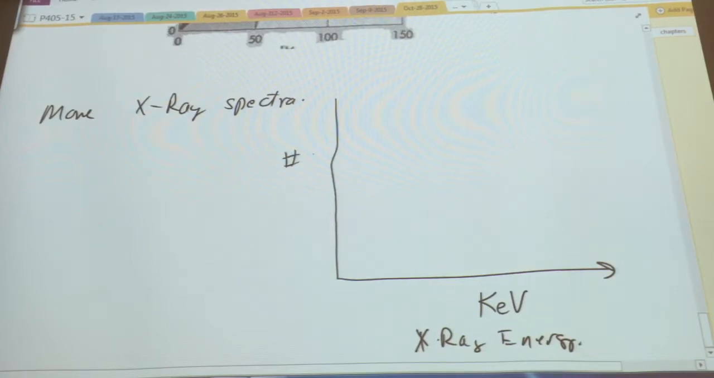We'll talk a little bit about this because we're going to be dealing with these graphs basically from now until the end. So we might as well start talking about them. One, how is the X-ray energy related to the electron energy?